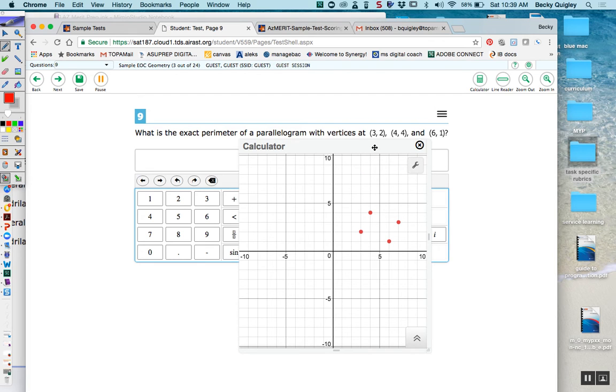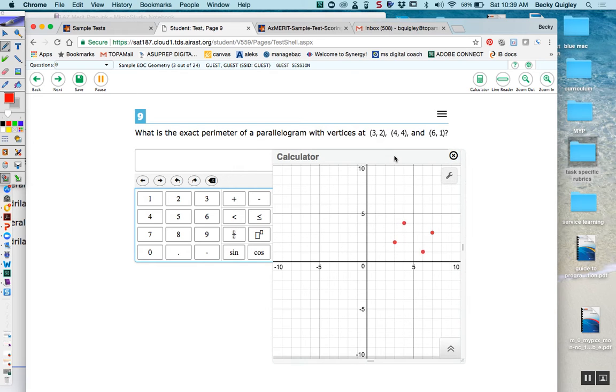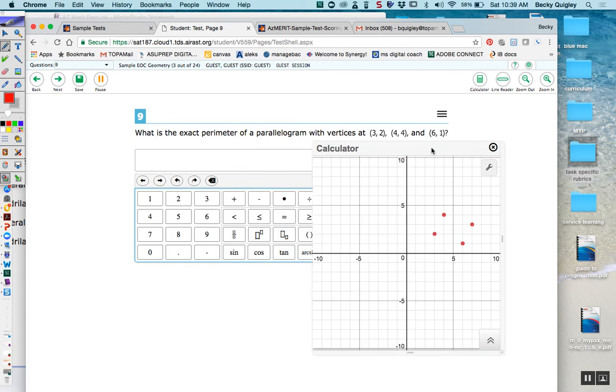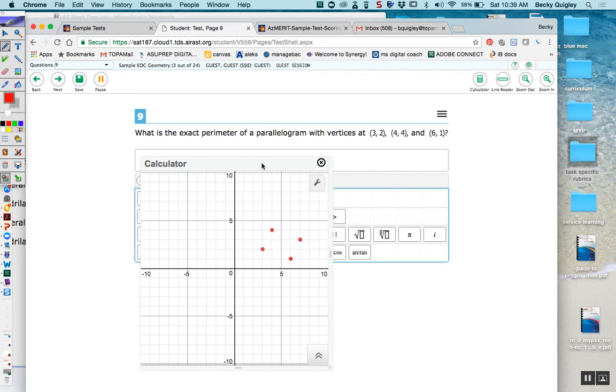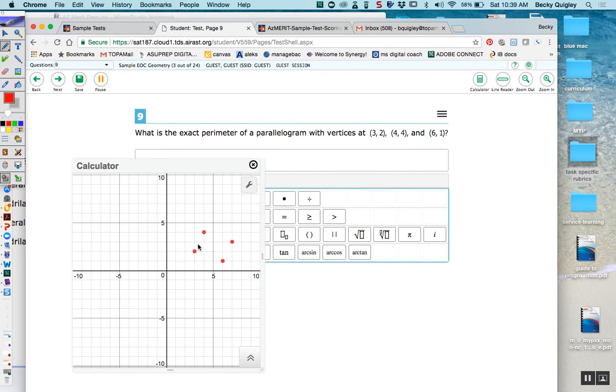So now the question's asking us to find the exact perimeter. So the word exact means do not use a calculator. Exact means you need to leave your answer as a radical. So here, we're going to need to know the distance between these 2 points. And we know it's going to be double because we have 2 sides of the same length. And we're going to need to know the distance between these 2 points.